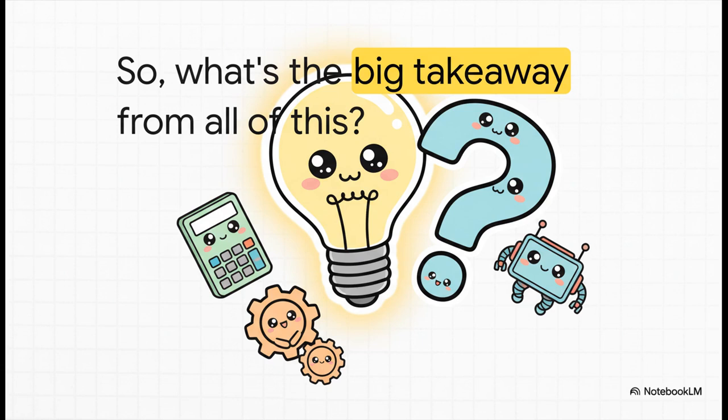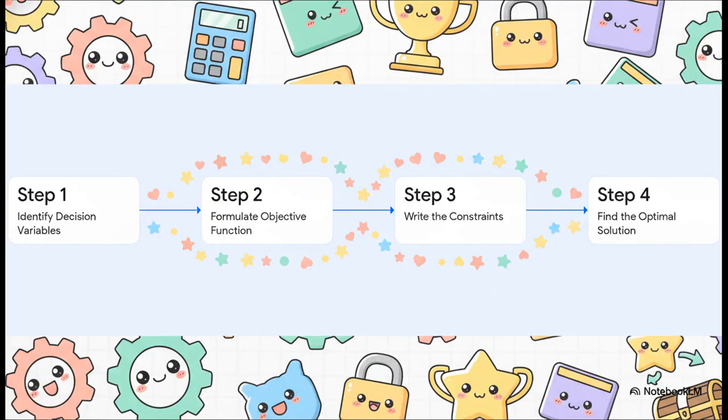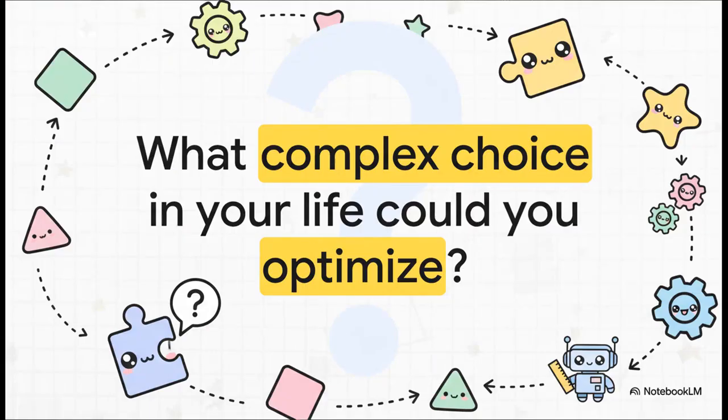So after all that, what's the big picture here? Well, the math is one thing, but turning a messy real-world problem into a clean model, that's the real art. But the core idea is simple. You take a tough challenge, build a clear model, and find the absolute best path forward. It kind of makes you think, right? What's one complex choice in your own life that you could optimize with this?